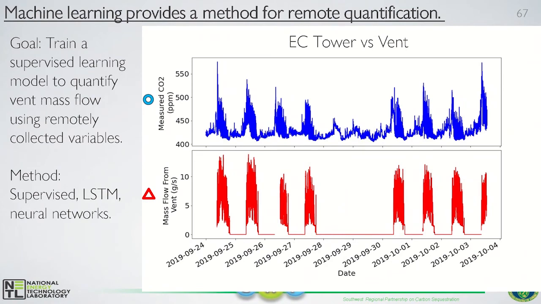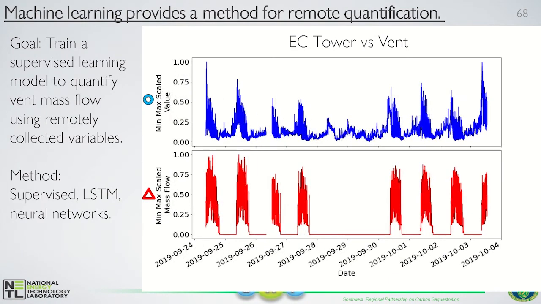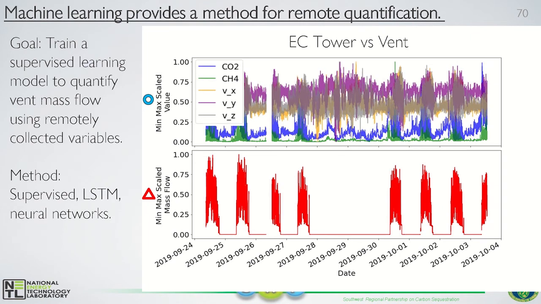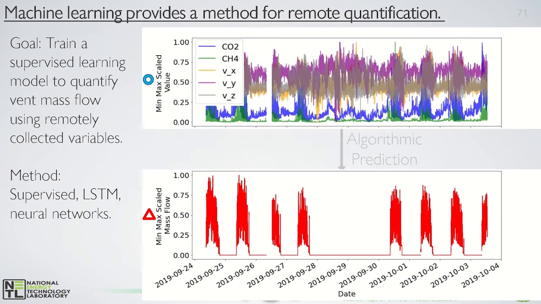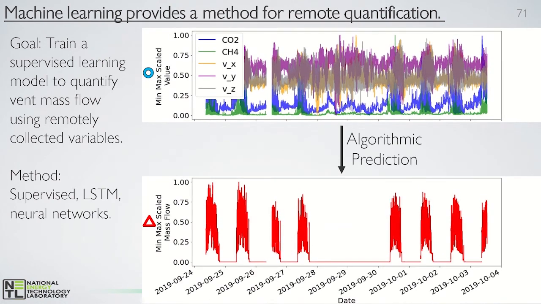Let's first scale everything using a min-max scaler to between 0 and 1 for consistency. Now recall we don't simply have CO2 data from the eddy covariance tower, but also the CH4 data seen here, and all of this wind data. Yuck, this looks pretty nasty. So our goal is to be able to predict the amount of CO2 leaving the vent using all of these variables collected at a remote tower.